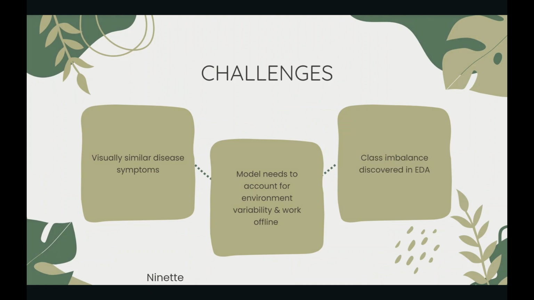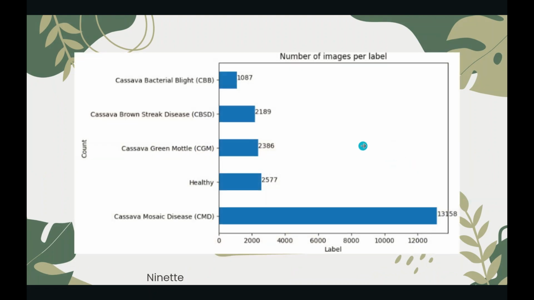Lastly, our EDA revealed that some diseases appear less frequently in the dataset, creating a class imbalance that can hinder the model's ability to learn effectively from underrepresented classes. Here we can see that leaves diagnosed with cassava mosaic disease have the highest count.